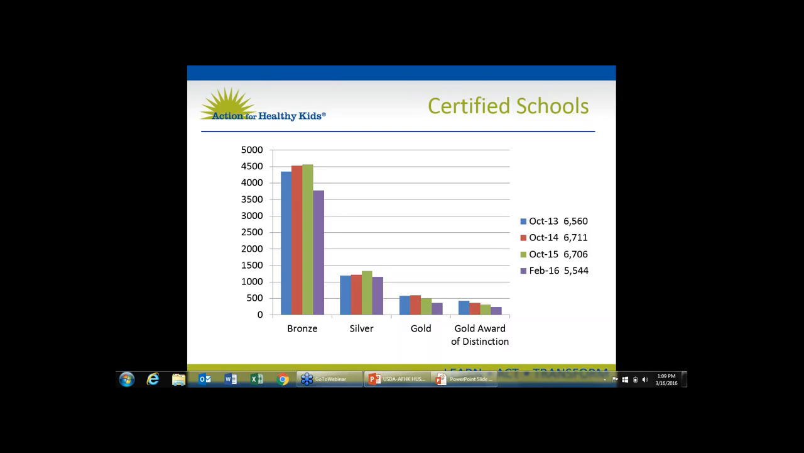So in order to keep our numbers steady, we send out reminder emails at 9 months, 6 months, 3 months, and 1 month intervals before the school's award expires in hopes that the school will reapply at the same level or at a higher level, and that they will maintain their certification status.